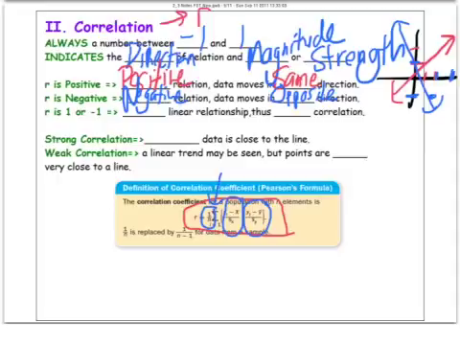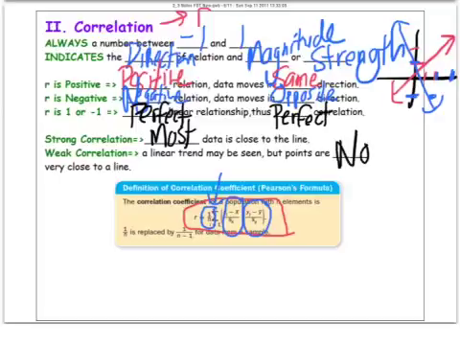All right, if r is 1 or negative 1 exactly, it is said to have a perfect linear relationship. Thus, it has perfect correlation. And when it has perfect correlation, it's going to intersect and hit every single dot in the scatter plot. Okay, a strong correlation means that most of the data is close to the line. A weak correlation means a linear trend may be seen, but the points are not very close to the line. Okay, and I'm going to show on the next slide what the pictures would look like for these correlations to have it make more sense. So let's do that.